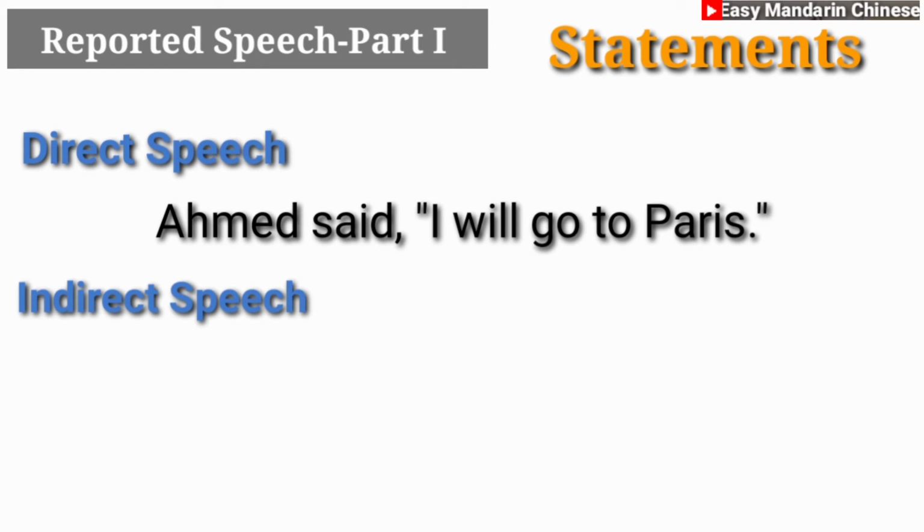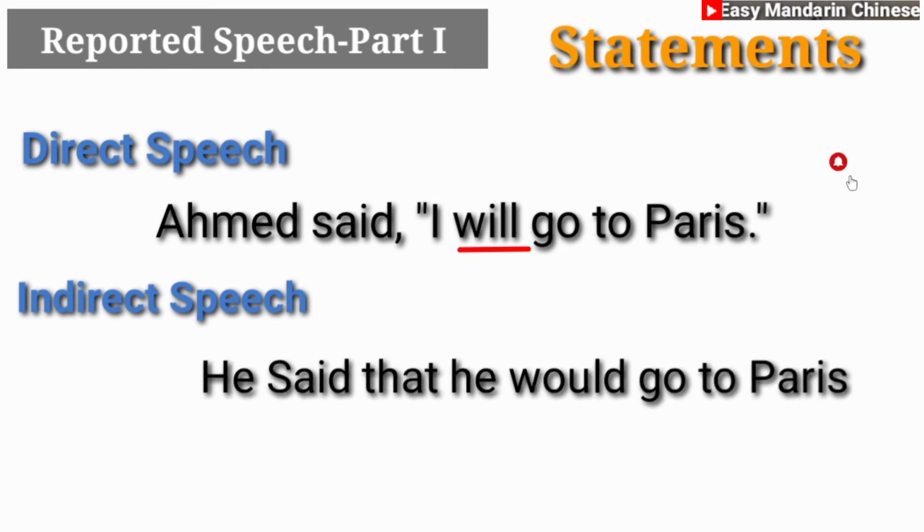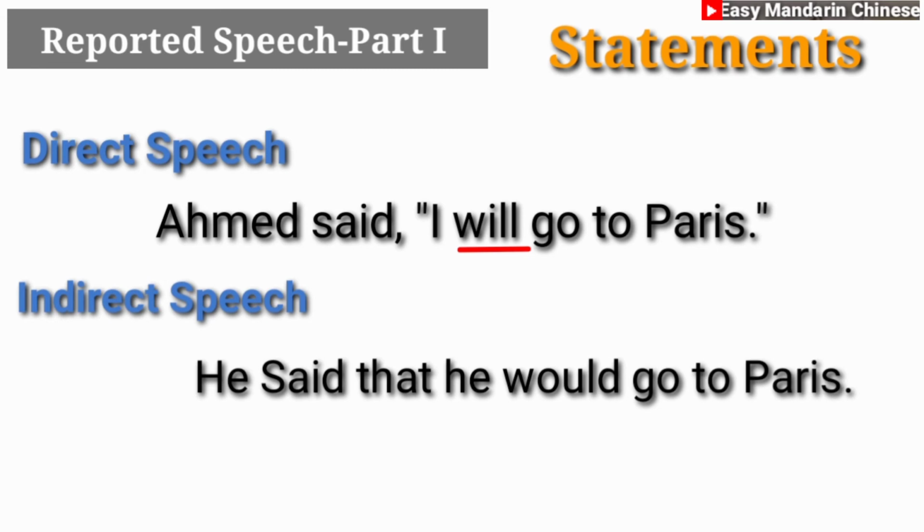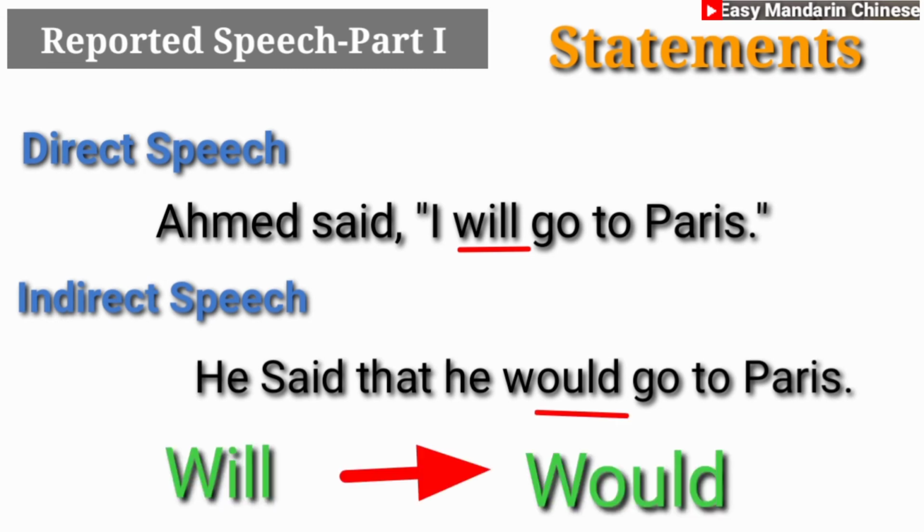7. Ahmed said, "I will go to Paris." This is future with will. He said that he would go to Paris. Future in the past, would. So will becomes would. Some, but not all modal verbs shift back in time and change in indirect speech.